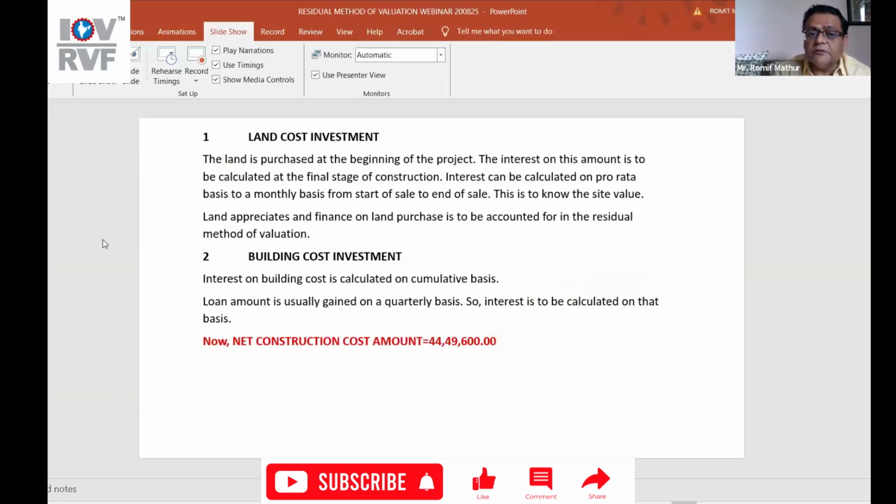Building cost investment. Number 2. Interest on building cost is calculated on a cumulative basis. Known amount is usually gained on a quarterly basis. So interest is to be calculated on that basis. Now net construction amount is 44,49,600.